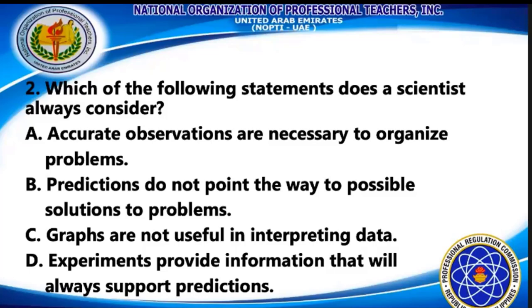The correct answer is D. Experiments provide information that will always support prediction. Because experimentation is the most important step in the scientific method. The results of the experiment, or the information provided by the experiment, will answer the problem. And sometimes it will prove or disprove the hypothesis that you formulated. So for scientists, they always consider experimentation. You have to take note of that. In the scientific method, the most important step is experimentation.